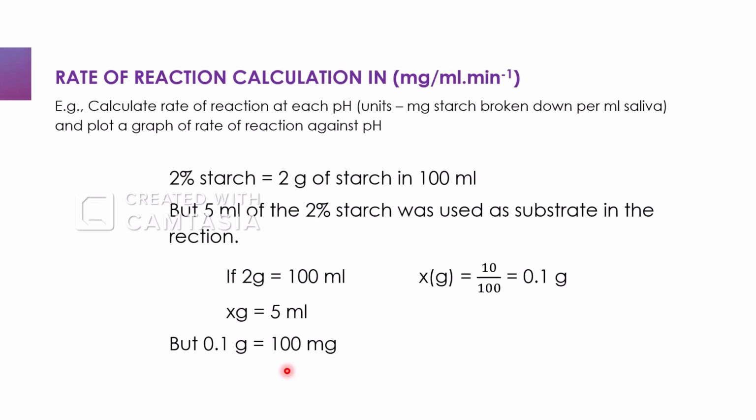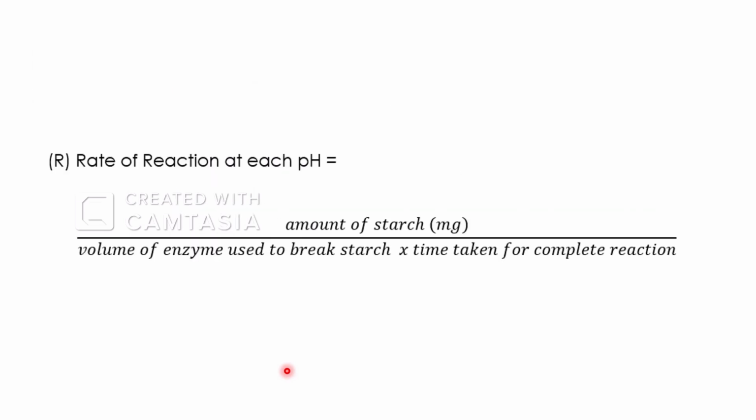So rate of reaction at each pH is given as the amount of starch in milligram divided by the volume of enzyme used to break the starch times the time taken for complete reaction. And what we have to note is that the amount of starch used in this test is the same for each of the buffers, and the volume of enzyme used to break the starch is also the same for each of the pH values.